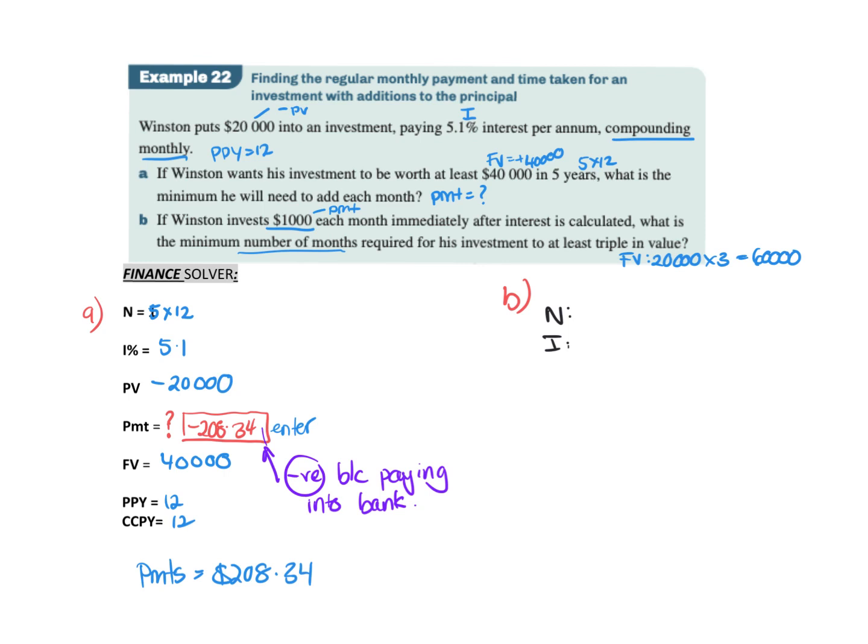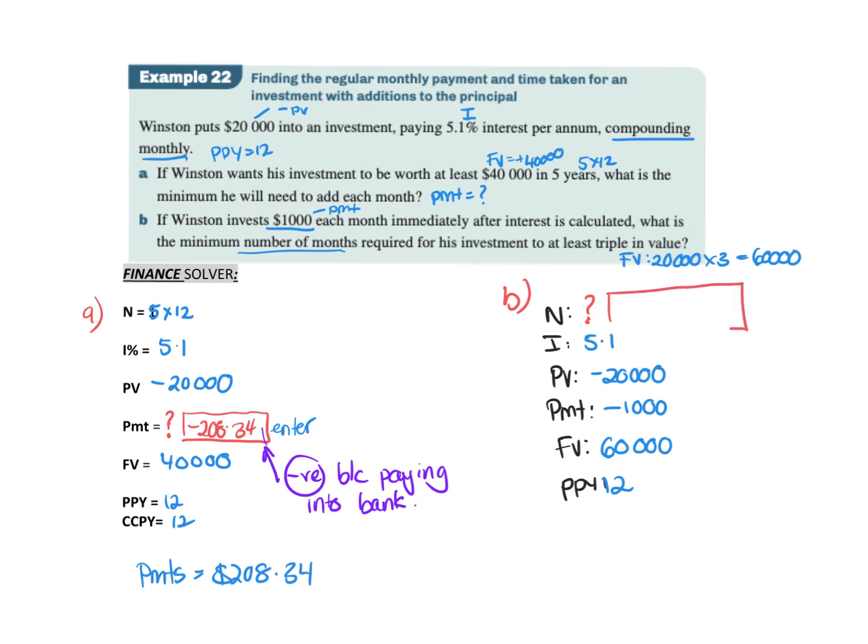So if I write out all my little titles, and remember we're going to do this because that's how we show our working out for this. So the question was how many months. So if we go in and write everything else we know, they haven't changed the interest rate, so we're still that. He invests 20,000. He's paying 1,000 every month. He wants it to get to 60,000, and PPY is 12. So if you tab through and you get that through, go back up here, and we end up with what do we get?